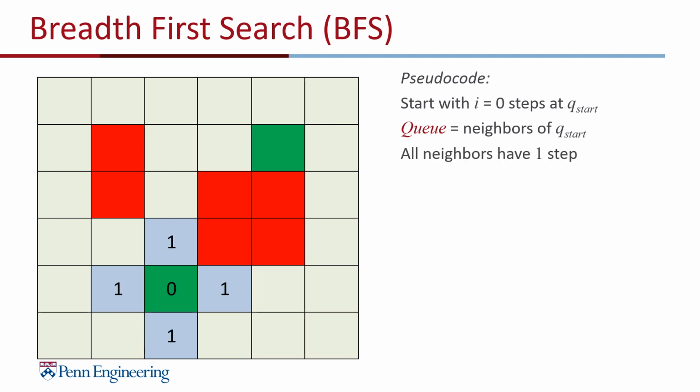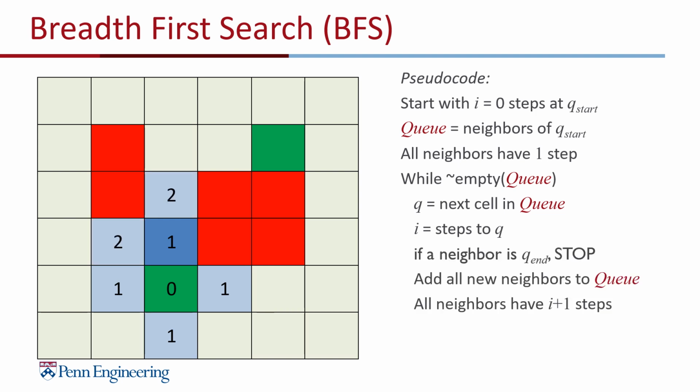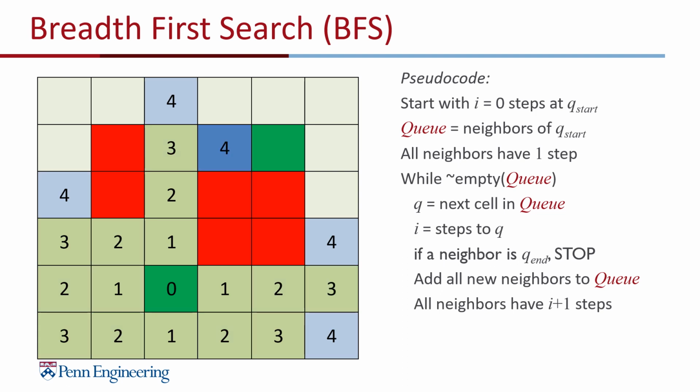We mark their values as 1 step away from the start. Now, moving to the next cell in the queue, we look at its neighbors, and we give them a value of I plus 1 steps from the start. Now that we've expanded this node, we remove it from the queue and move on to the next cell in the queue. We add its neighbors and update their values, and we continue iterating through all of the different nodes in the queue, updating the neighbors as we go along.